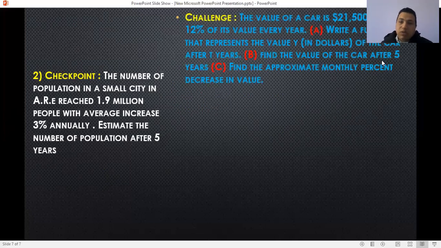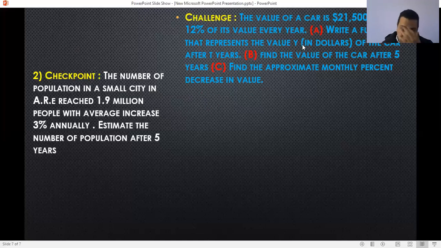Okay, let's move on to another example for today. Here, I'm going to solve this example with you. The value of a car, this is a challenge. The value of a car is $21,500. It loses 12% of its value every year. Part A, write a function that represents the value y in dollars of the car.